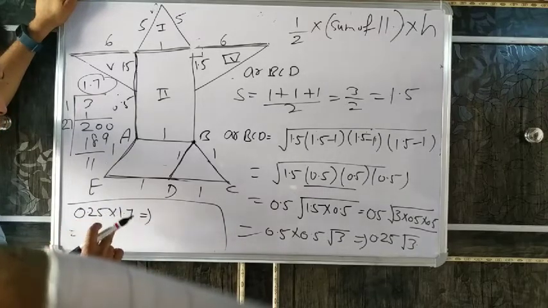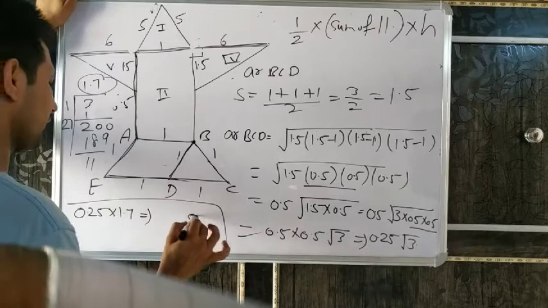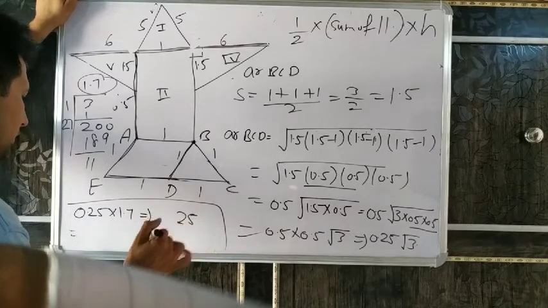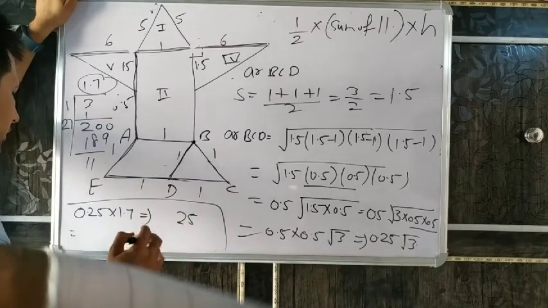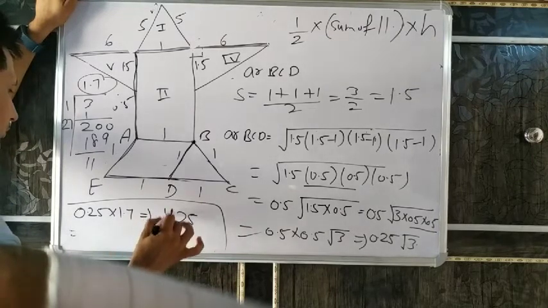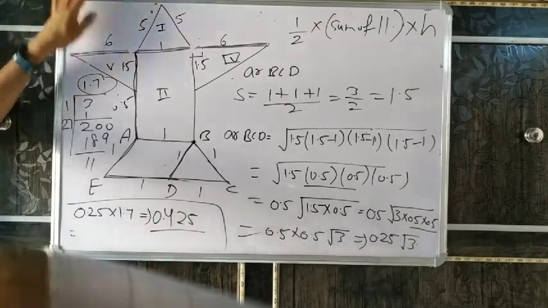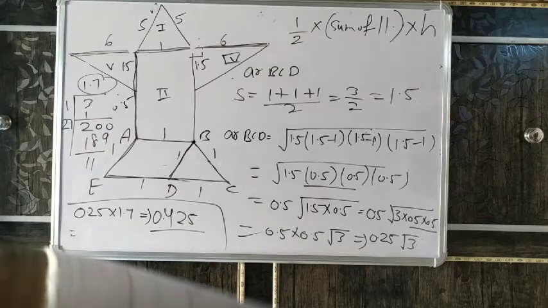So the area is 0.25 into 1.7. Multiply. 17 into 5 is 85, 17 into 2 is 34, 34 plus 8 is 42. And after the decimal, 3 digits. So what is the area? 0.425. Understand?